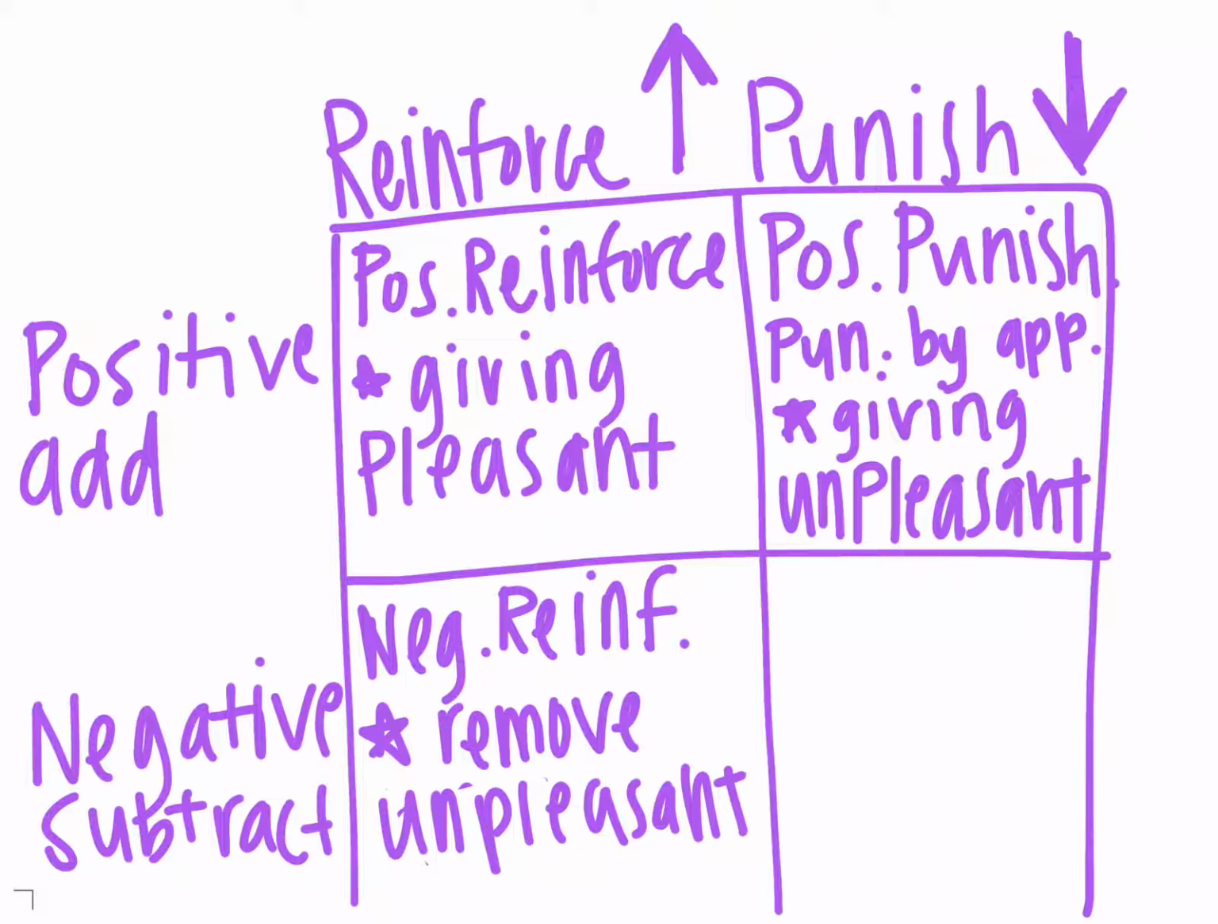So my example before was you are going to give someone, you're going to ground them, you're going to give them a consequence. And by giving them that consequence, that unpleasant stimulus, you're going to decrease how often they stay out late, is the goal.